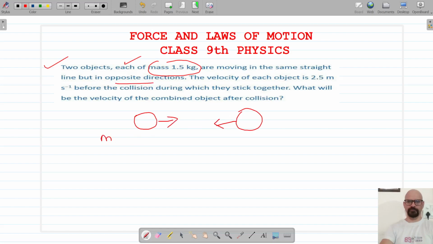Let m1 be the mass of the first object, and m2 be the mass of the second object. Let u1 be the initial velocity of the first object. Both are moving with the same speed, 2.5 meter per second, and u2 be the initial velocity of the second object, which is -2.5 meter per second, because these velocities are in different directions, so let's put a negative sign here.